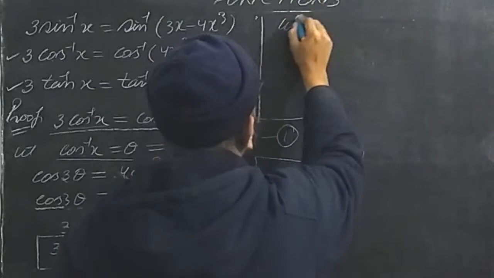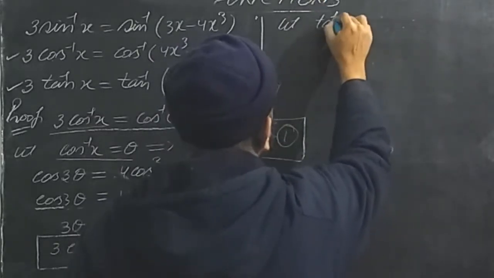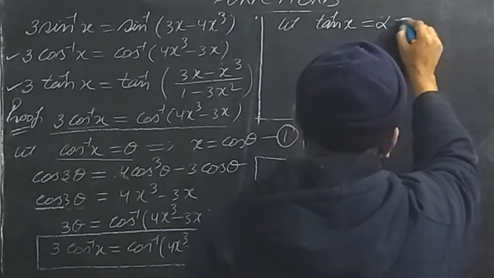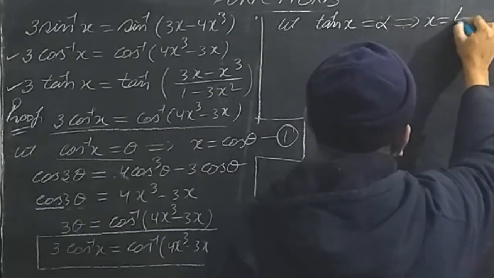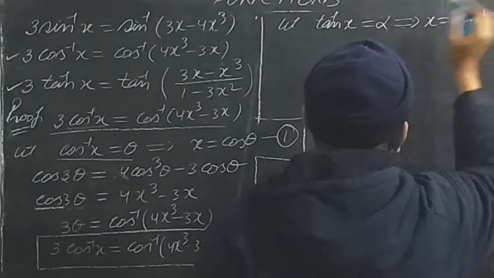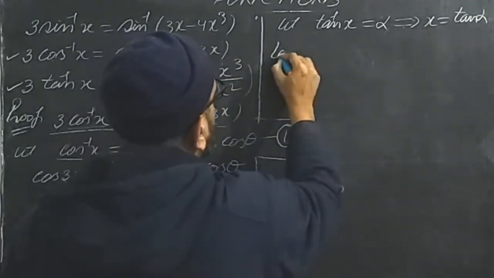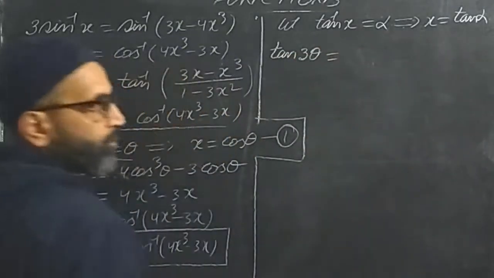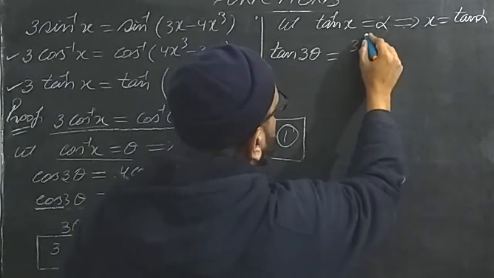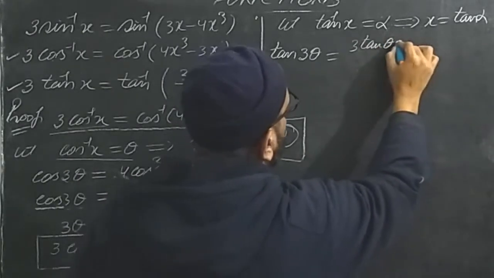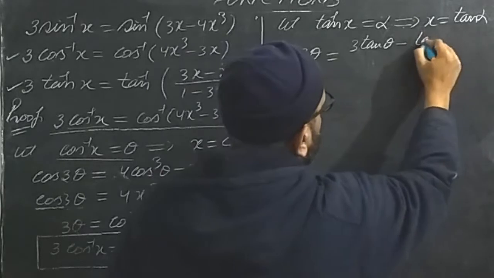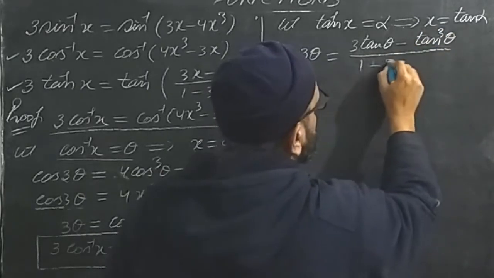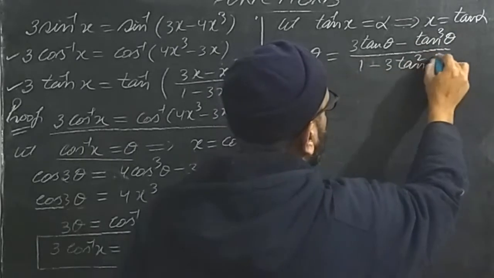So here we let tan inverse x be alpha or beta or theta, whatever. It implies that x is equal to tan alpha. So now we have to write down the formula of tan 3 theta, which is equal to 3 tan theta minus tan cube theta upon 1 minus 3 tan square theta.